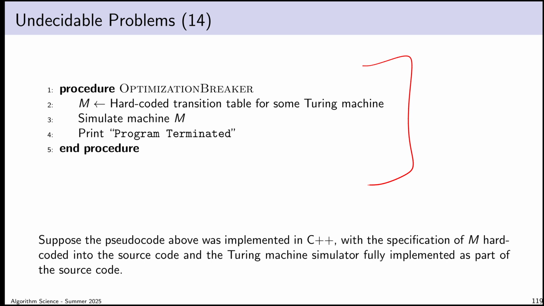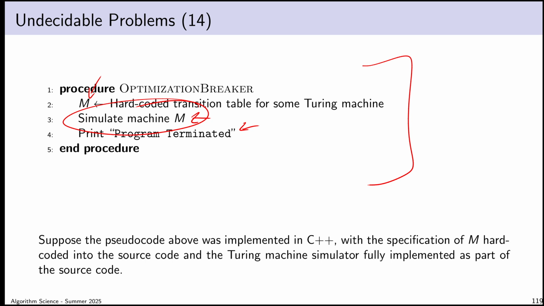So I have M, which corresponds to a transition table that I hard code into my C++ code for some Turing machine. Whatever Turing machine you want, I will hard code it into my program. Then I write a Turing machine simulator in C++, which again isn't a very difficult task. You can go ahead and try doing it yourself if you're a C++ person. It'll only take you maybe an hour or so. And then after the simulation ends, if the simulation ends, I print out program terminated.